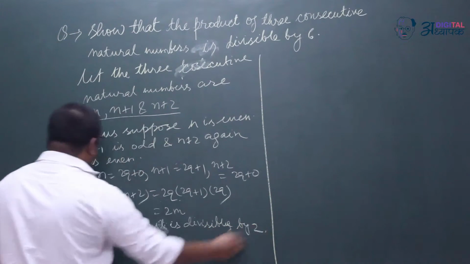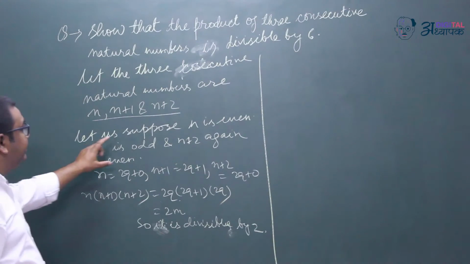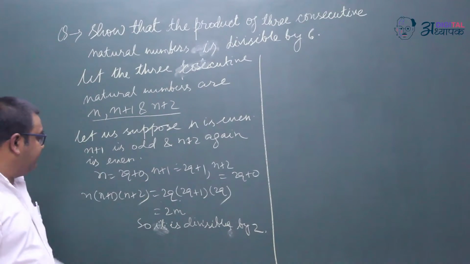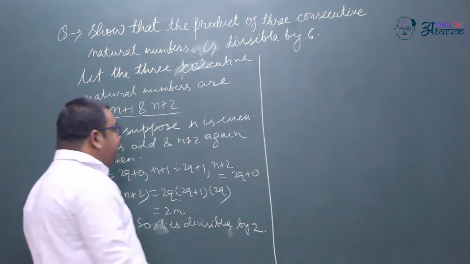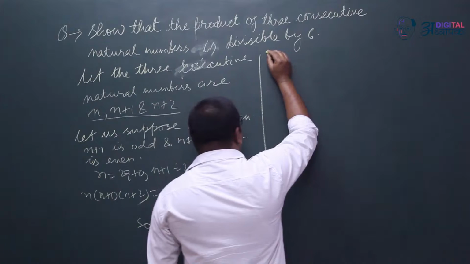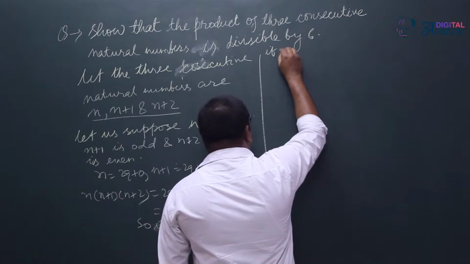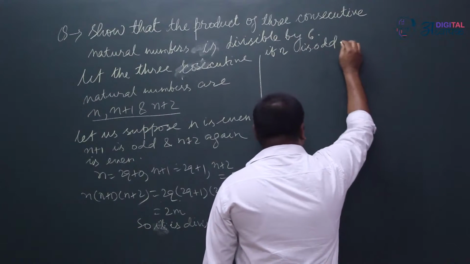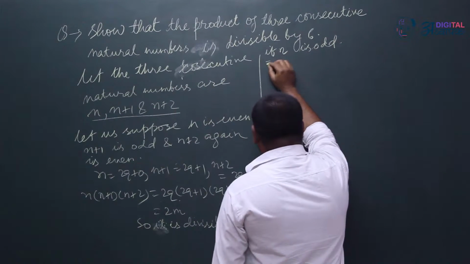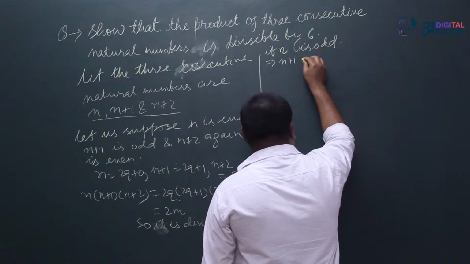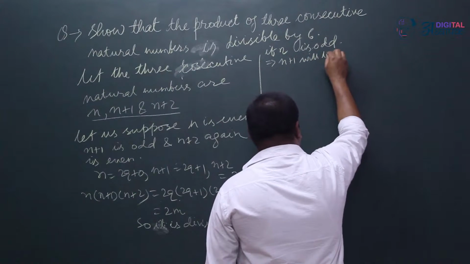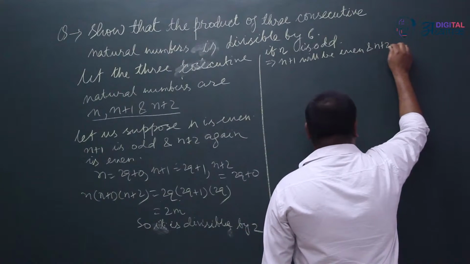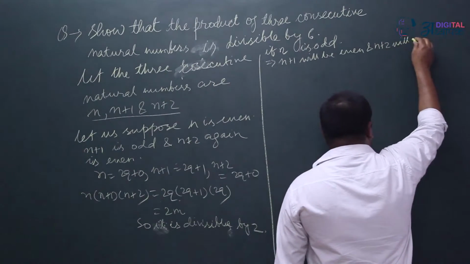2. Now we have taken the first case where n was an even number. If n is an even number, then the product of these three is divisible by 2. Let us check what happens if n is an odd number. If n is odd, then this will imply that n plus 1 will be even and n plus 2 will again be odd.